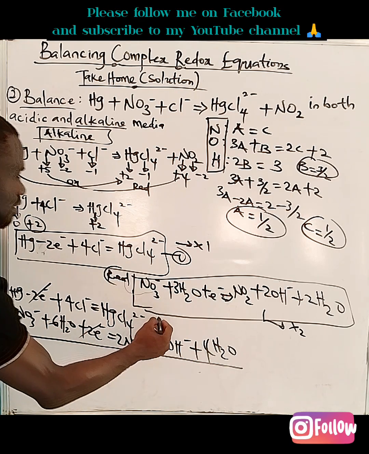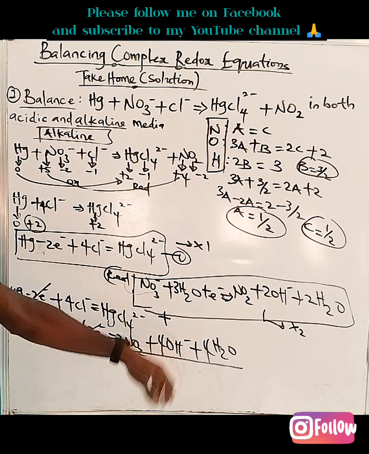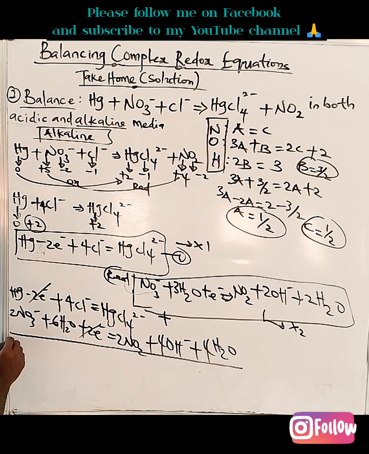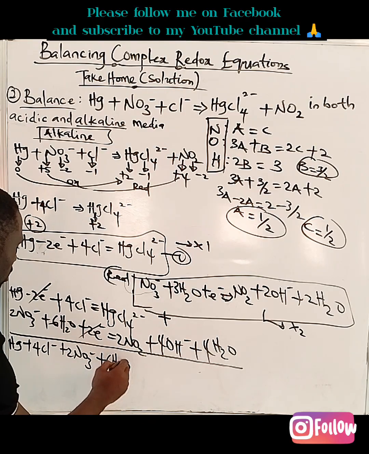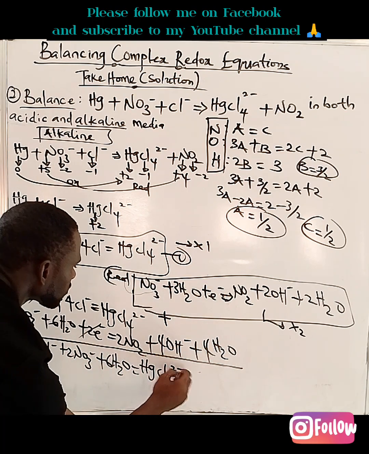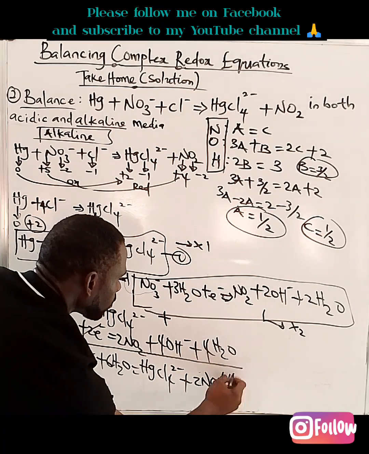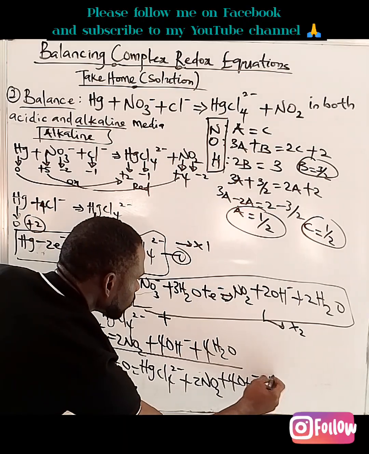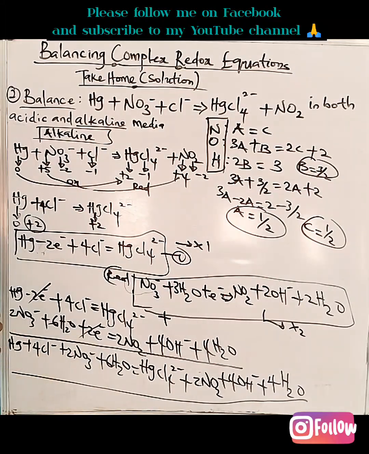We're going to be adding them together. This is addition. So we're going to add up all the reactant and also add up all the products. So let's do that right away. This Hg plus 4Cl minus, then plus 2NO3 minus, then plus 6 water molecules equals to addition of all this also, that's HgCl4 2 minus, then plus 2NO2 plus 4 hydroxyl ion and plus 4 water molecules. So we balance this, about 99%.